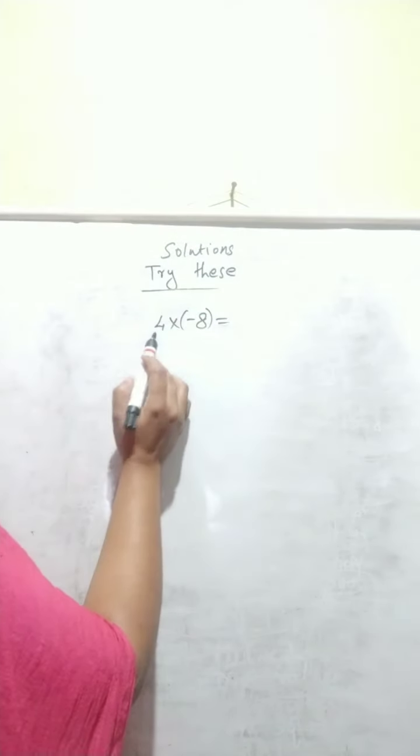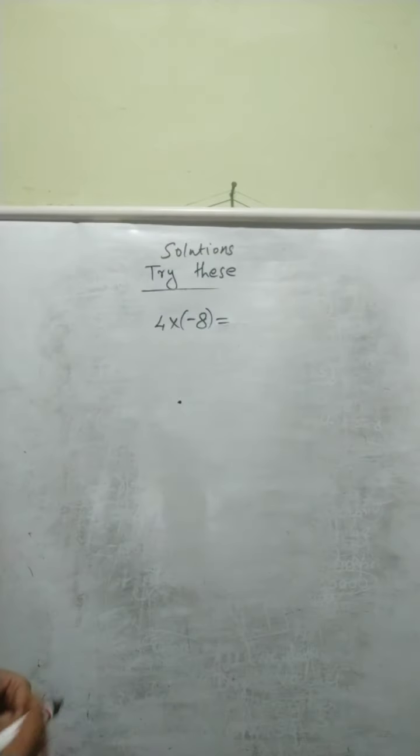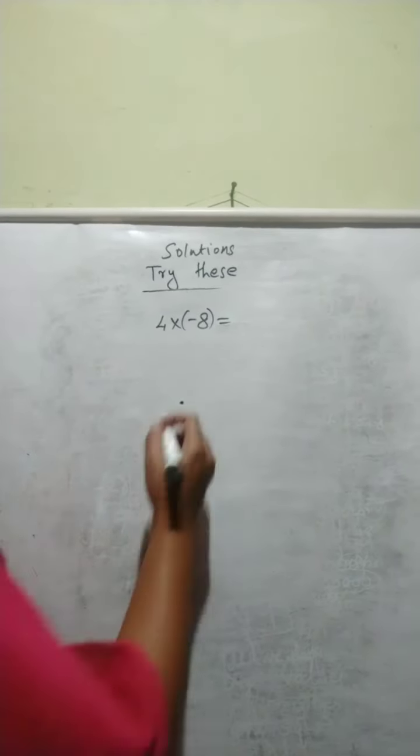Now we can discuss the "Try This" on page number 10. The first question is 4 times negative 8. What is the answer? Here we are multiplying one positive integer and one negative integer. So first we can multiply the numbers without the sign.